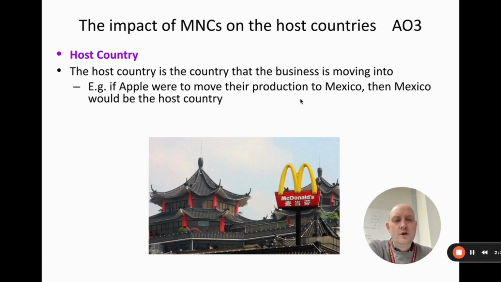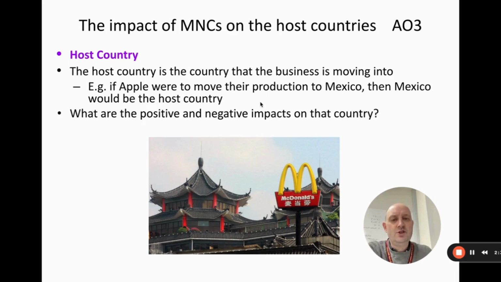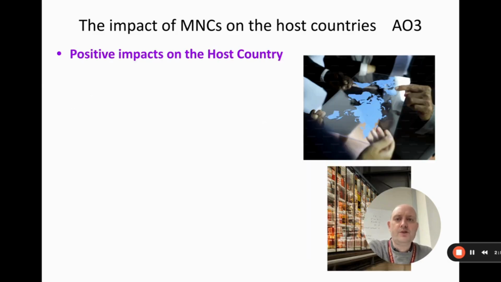So when you do 4.6 international marketing and 5.4 location, you'll look at this from the perspective of the business. So what are the pros and cons for Apple of doing this? This chapter, however, looks at the impact on the country. So what are the positive and negative impacts for the host country, which in this situation would be Mexico? I would say this is not that business related, but there is some business content, so I will focus on that. So what are the positive impacts on the host country?